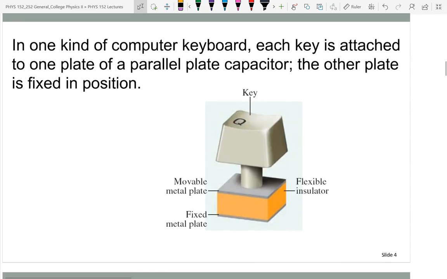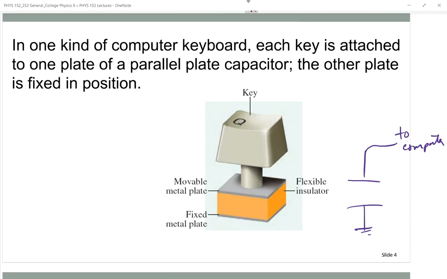Now a practical one, we're going to have a clicker question on this in just a moment. In one kind of computer keyboard, each key is attached to one plate of a parallel plate capacitor. So what we have here is a parallel plate capacitor. That side's connected to ground, and this side's connected to our computer. And then you press the key. When you press the key, this moves down, so you have a smaller separation.